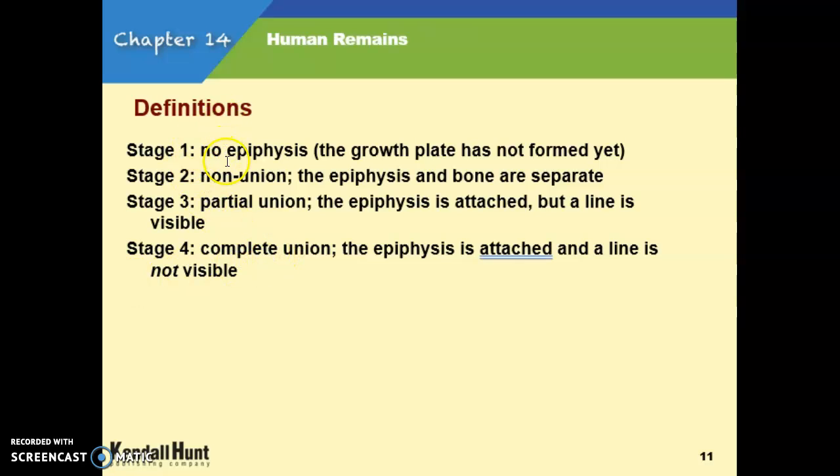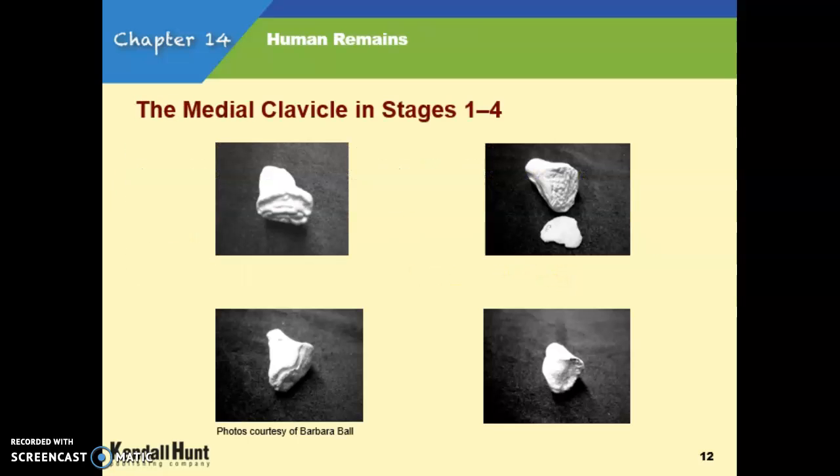So stage 1, there would be no epiphysis, so the growth plate has not formed yet. Stage 2, non-union. The epiphysis and the bone are separate. Stage 3, partial union. The epiphysis is attached, but a line is visible. And stage 4 is complete union. The epiphysis is attached and a line is not visible.